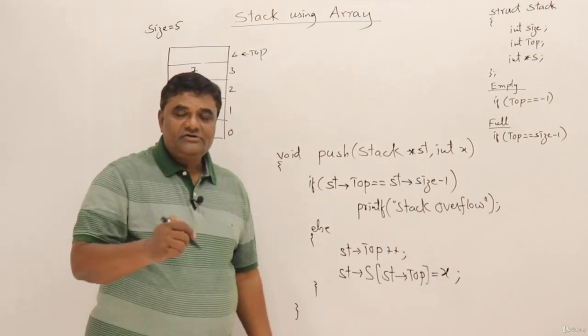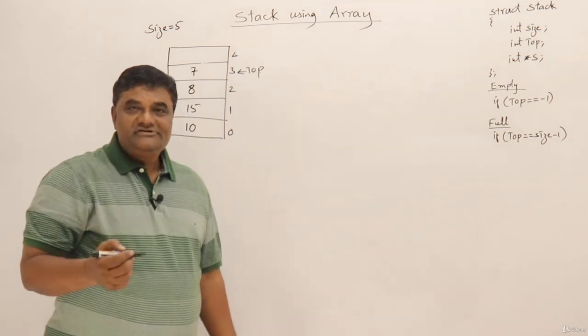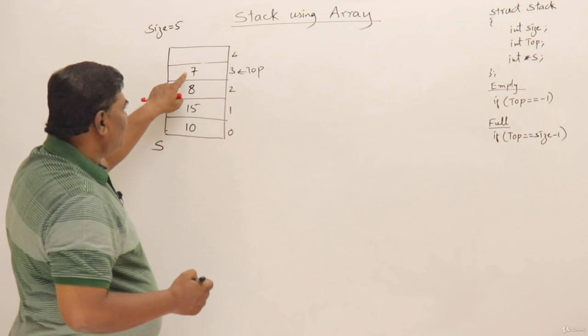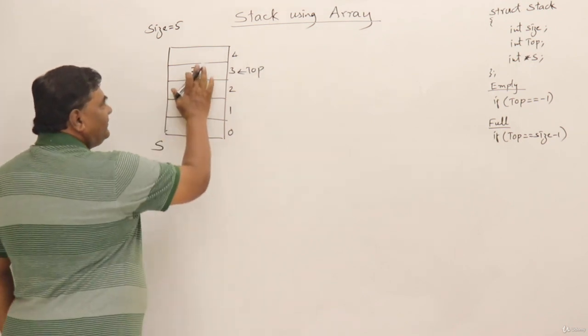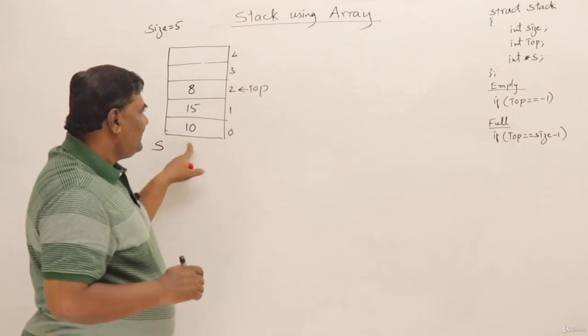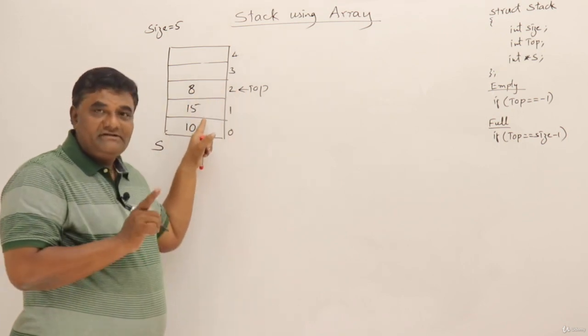Now let us look at the next operation, that is pop, deleting a value. Let us see the procedure for deletion. If I want to pop out a value, right now top is pointing here and this is the topmost value. So take out the value and decrement the top pointer. The elements are till the place where top is pointing. So these are the values present in the stack.